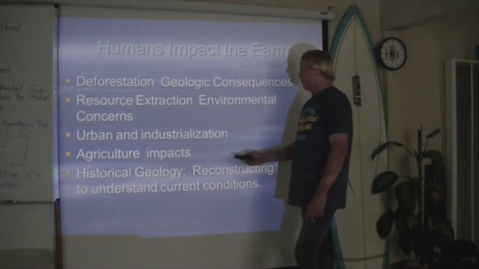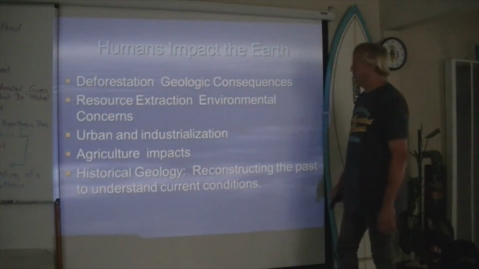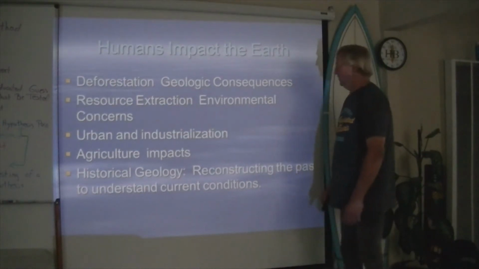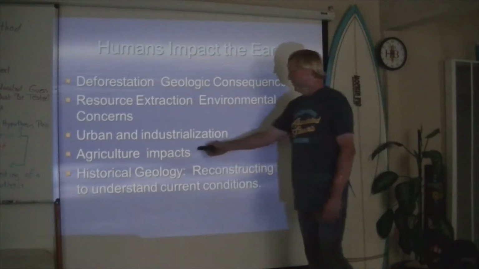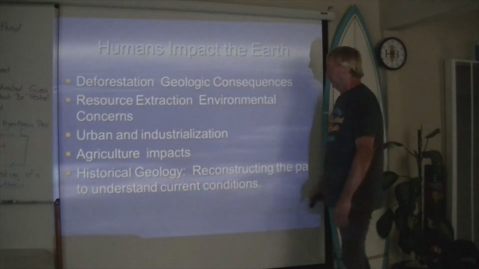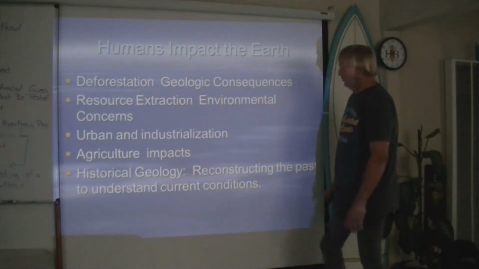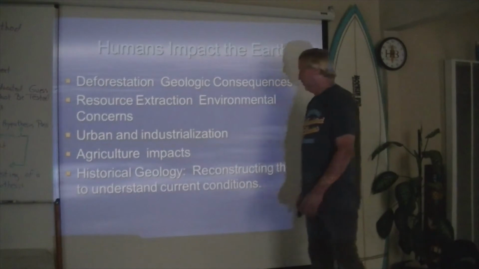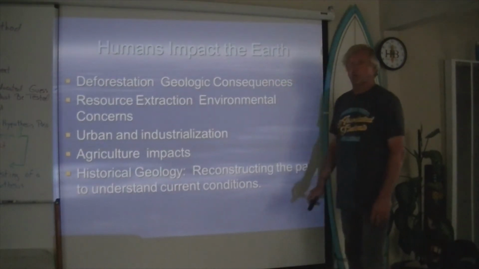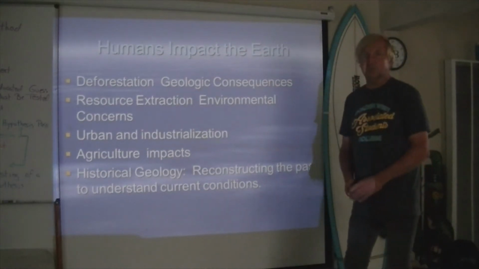We're taking critical habitat areas for a lot of animal species, and we're filling up with urban settings and industrialization. Agriculture, we basically go into an area, we completely remove all the natural vegetation and then put in plants that suit us. I teach a class called Historical Geology, and one of the things we do in Historical Geology, we try and reconstruct the past to understand the current conditions. So that's why we have a whole discipline in geology called Historical Geology.